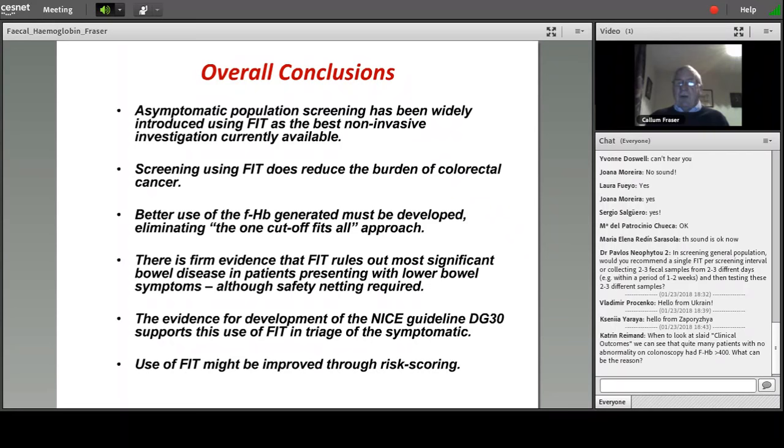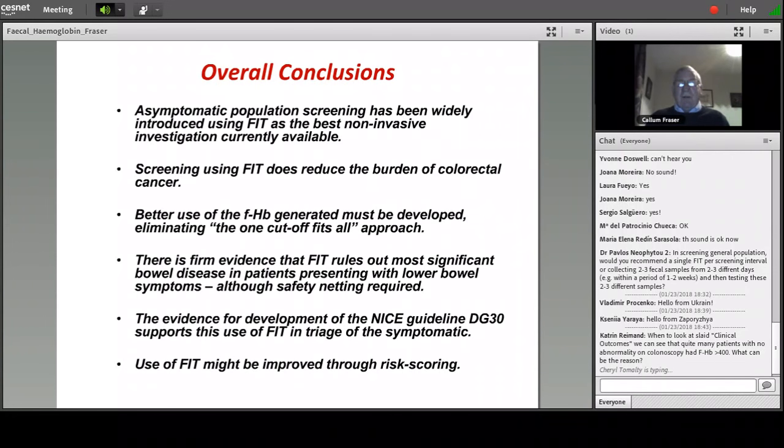That is quite mandatory that we think about robust, what is called safety netting, to ensure that no one with significant colorectal disease is falsely reassured and then has a significant problem later on. So the evidence that we have generated and our colleagues have generated definitely supports the use of the NICE guideline, the new diagnostic guideline, DG30, which encourages the use of FIT in assessment of patients in primary care.